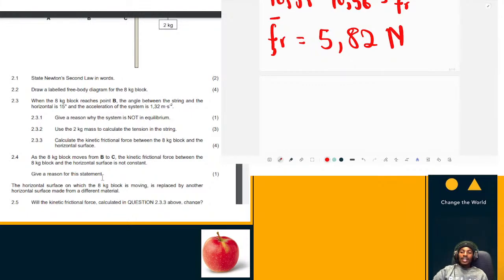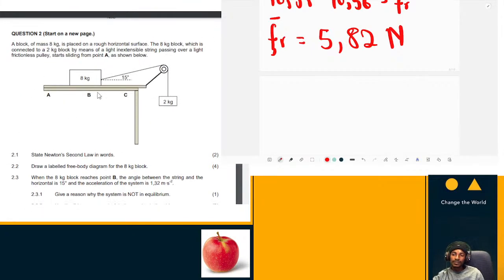So 2.4. As the 8 kg block moves from B to C, the kinetic frictional force between the 8 kg block and the horizontal surface is not constant. Give a reason for this statement. All right. Okay.